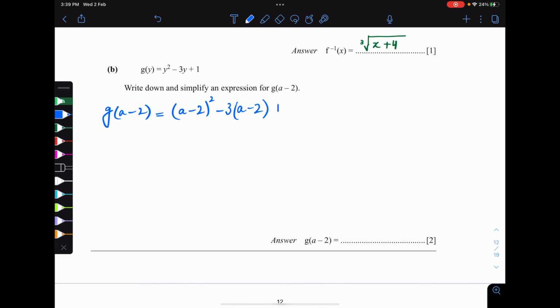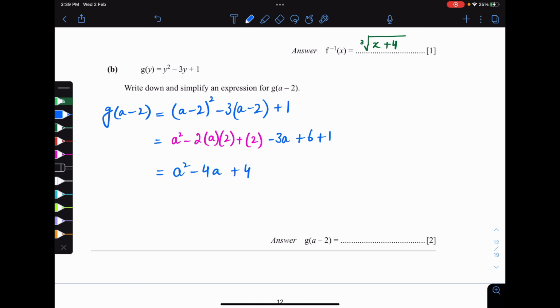(a minus 2) squared minus 3 times (a minus 2) plus 1. So in this step, what I've done is I've put a minus 2 over there in the main function. Now to expand, be really careful. The first bracket is going to expand as a squared minus 2ab plus b squared. And for the rest of it, I'm going to multiply 3 inside, so it's going to be minus 3a, positive 6, plus 1. And now if you add all of them up, this will become a squared minus 4a plus 4.